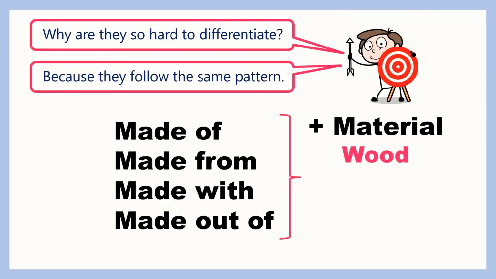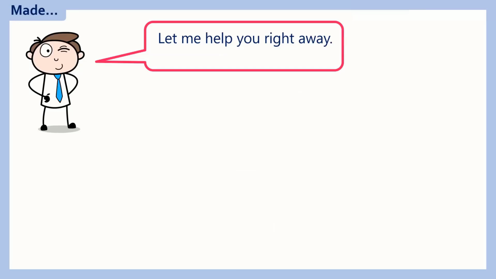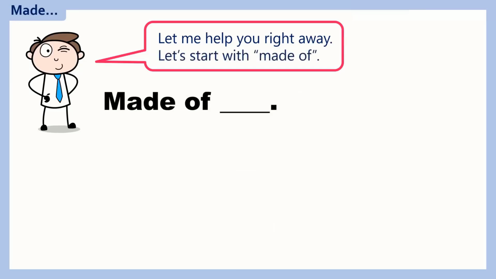For example, wood, metal, plastic, or even oil. Any material can be put after each one of these expressions. You could say made of wood, made from wood, made with wood, made out of wood. All of them work. Now let me help you out right away. Let's start with made of.